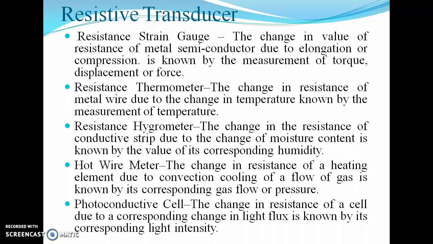Another type of resistive transducer is the resistance thermometer. So all these types are based on resistance offered by the metal or semiconductor. The resistance thermometer uses the change in resistance of a metal wire due to change in temperature, and it is used for measurement of temperature. Then next is the resistance hygrometer. The change in resistance of a conductive strip due to change of moisture content is known by the value of its corresponding humidity. So basically it is used for measurement of humidity.